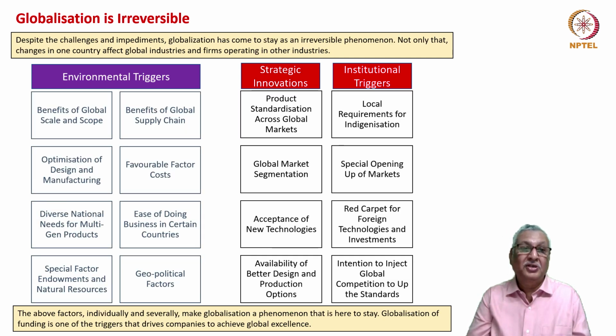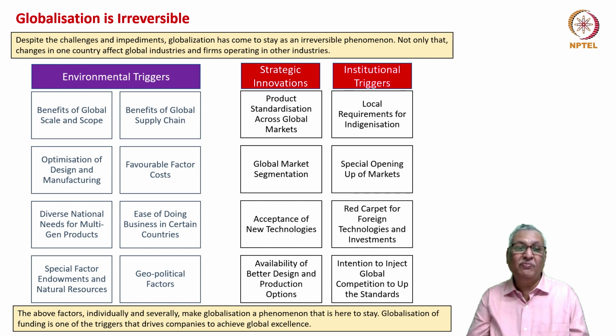But globalization is irreversible. Despite the challenges and impediments, globalization has come to stay as an irreversible phenomenon. Not only that, changes in one country affect global industries and firms operating in other industries. What are the environmental triggers for globalization?